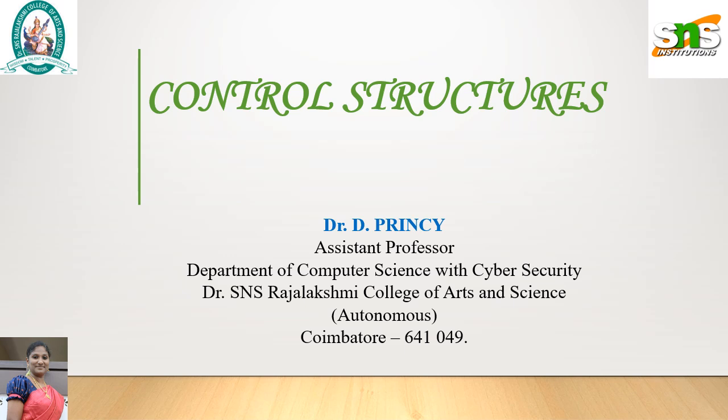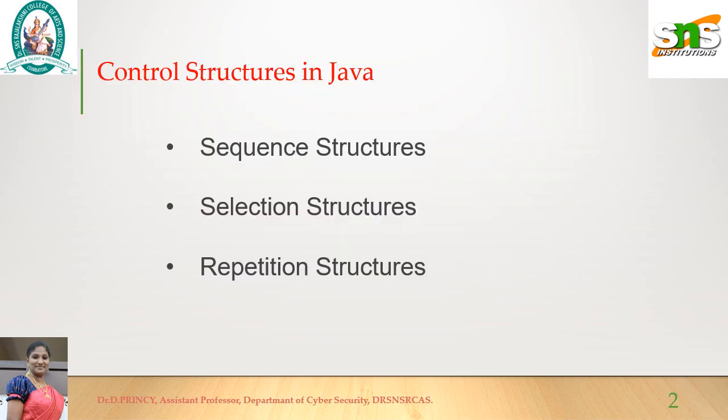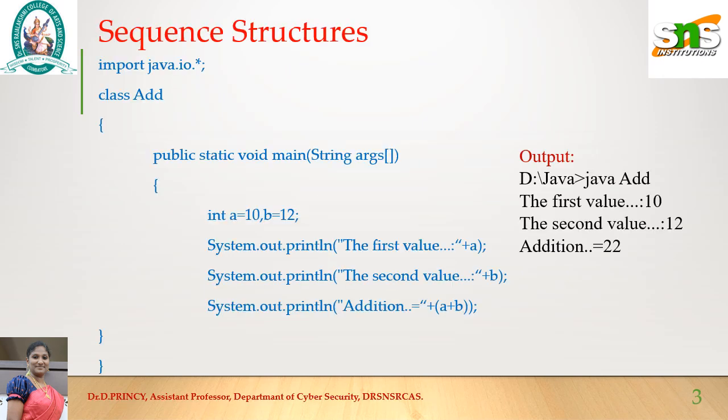In this video, I am going to explain about control structures used in Java. In Java, generally we have three types of structures: sequence structures, selection structures, and repetition structures. Sequence structures. Every program is a set of statements. The statements are executed in the way in which they are typed, that means from the first line to last line.